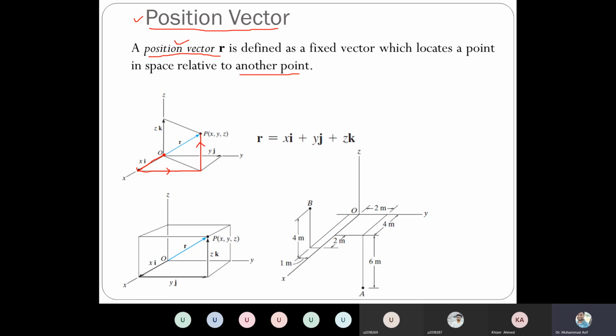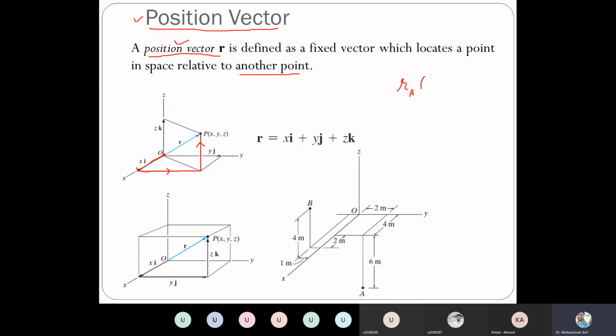Right? Let's say here we have 2 points, point A as well as point B, right? Here is point A and point B. Let's try to calculate the position of point A. So how can we calculate the position of point A? We have to start from the origin. Let's say the position vector of A is RA, right? RA means the position vector of A.